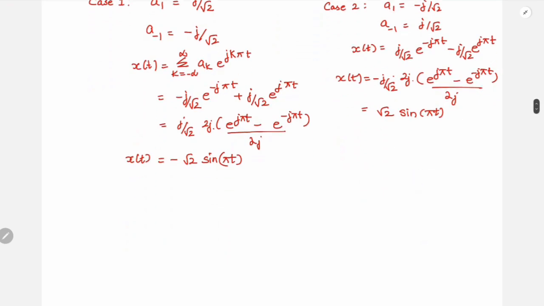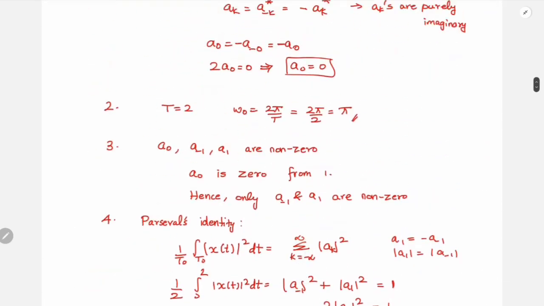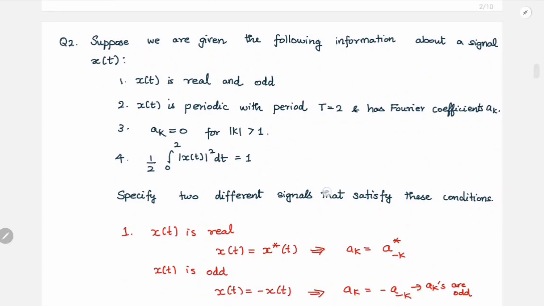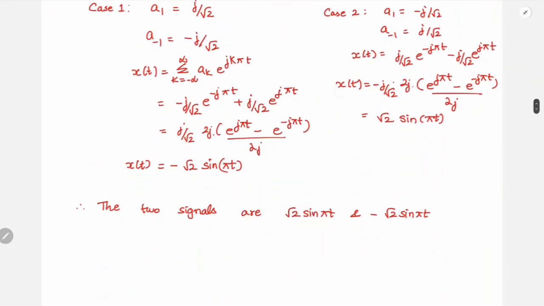So these are the two signals. Therefore, the two signals are root 2 sine pi t and minus root 2 sine pi t. So this way you should be able to get x of t from the given information. This is a very common question, and it is very interesting as well. Moving on to the next question.